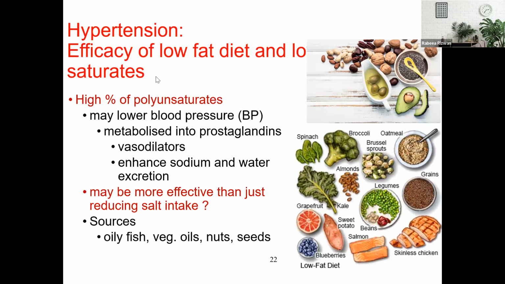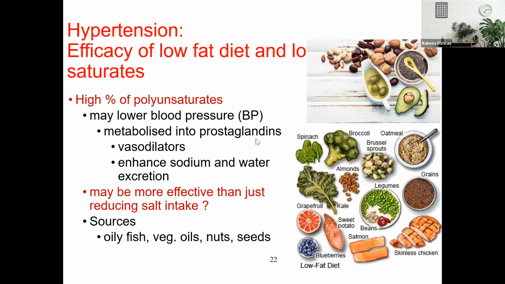Now next is the efficacy of low fat diet and low saturates. So a high percentage of polyunsaturated fats, how does it control hypertension? It can decrease the chance of hypertension because it contains the good cholesterol, that is the HDL, high density lipoprotein, and it has the capability to not become solidified in our blood vessels because they are liquid at room temperature. So they are beneficial and may lower the blood pressure of those who are hypertensive.